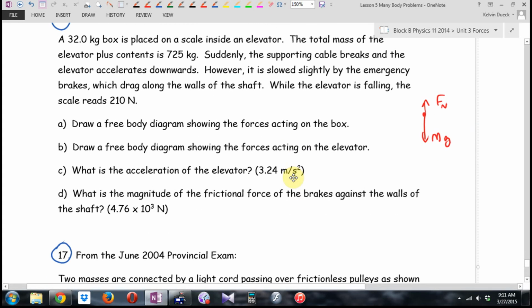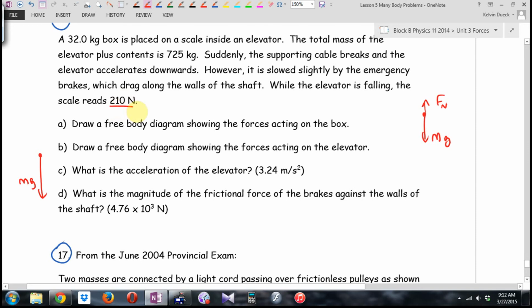Continue. It says, draw a free body diagram showing the forces on the elevator. Well, what are the forces on the elevator? Here's your hint. Get the obvious one. Gravity. What else? Well, it says it's slowed slightly by the emergency brakes, which drag along the walls of the shaft. Now, the fact that it's slowed suggests there's some kind of a braking force, but I don't know if the braking force is bigger or smaller.